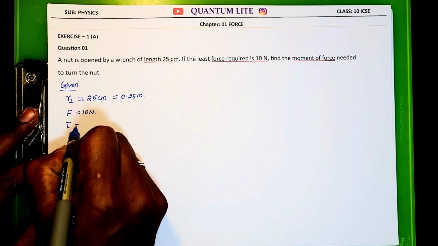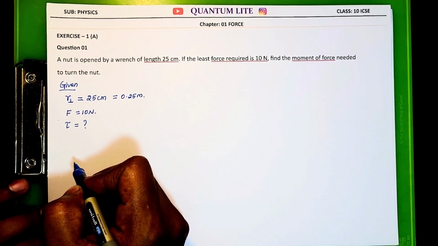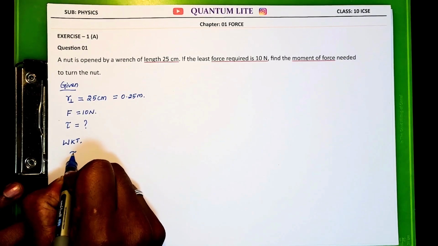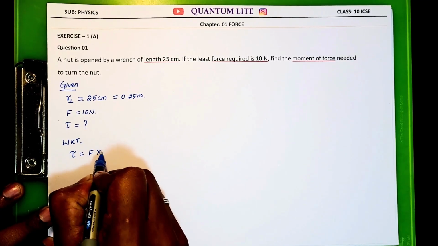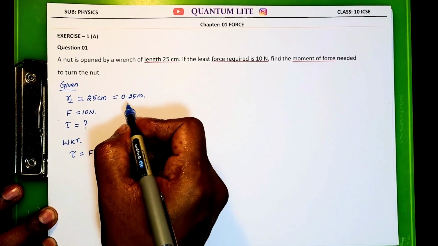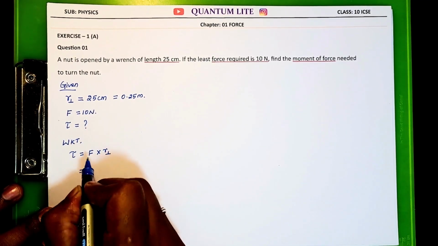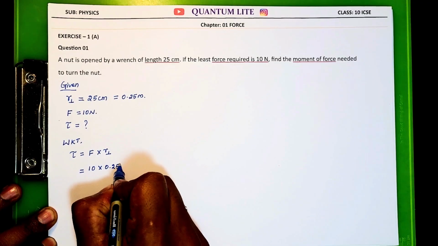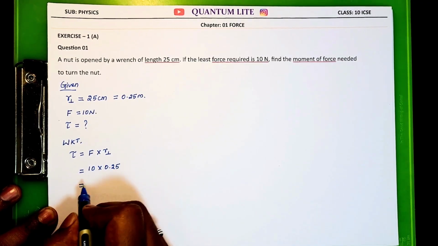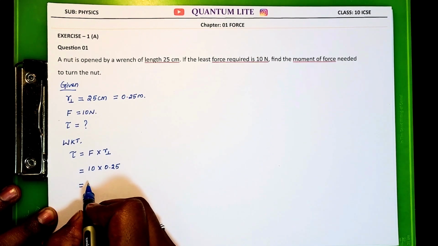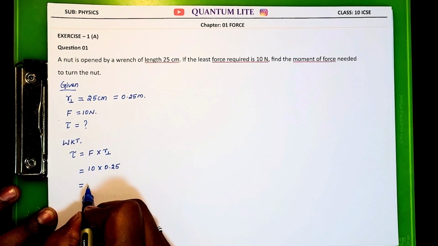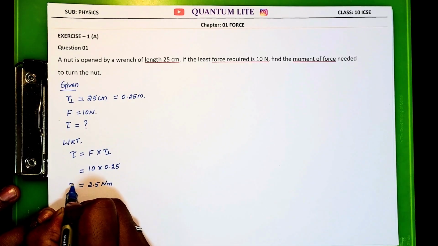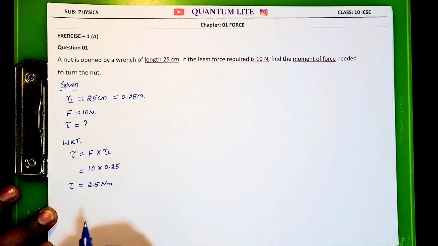They ask us to calculate the moment of force, so tau is equal to question mark. Now we know that tau is equal to force into perpendicular distance. Now substitute these two values in this relation. Force is 10 Newton into perpendicular distance 0.25 meter. Now multiply these two, we get the moment of force. So 10 into 0.25 is 2.5 Newton meter. The SI unit of moment of force is Newton meter.